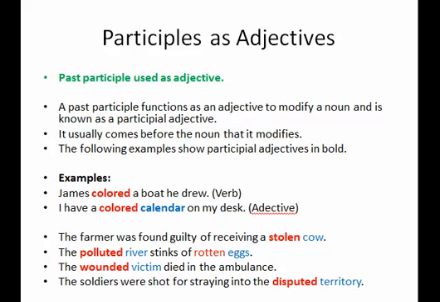The farmer was found guilty of receiving a stolen cow. What kind of a cow? The stolen cow. The polluted water stinks of rotten eggs. River and eggs are both nouns.